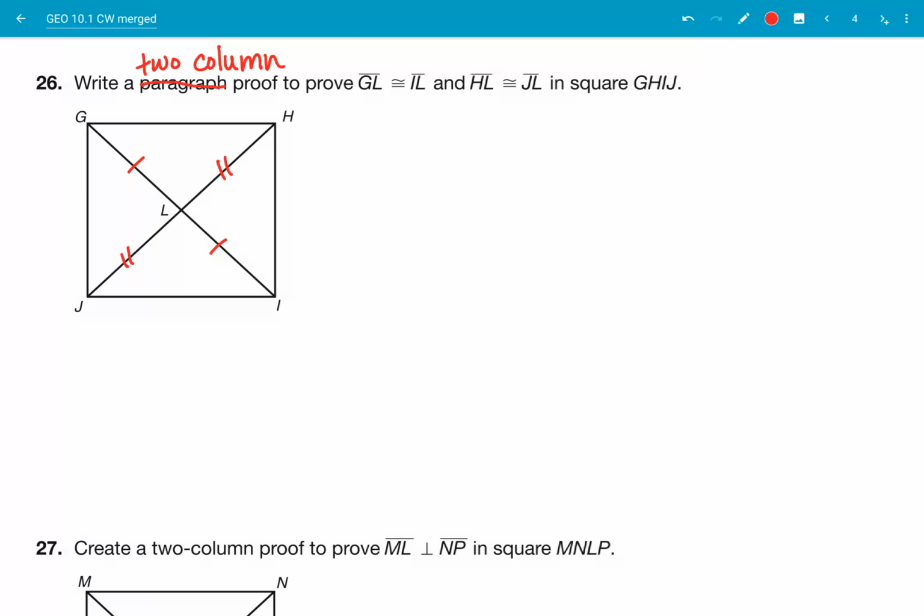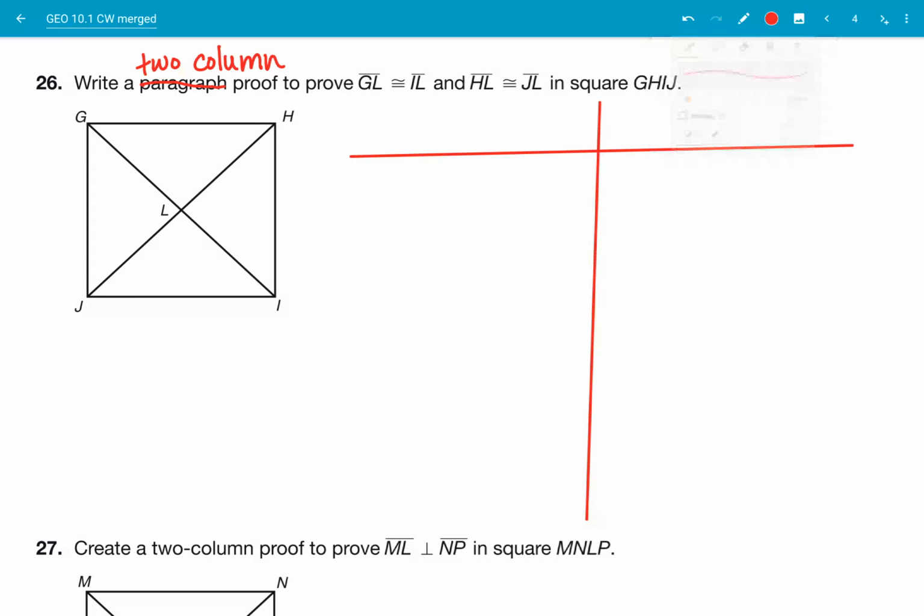So we're going to start by creating our T chart. Okay, actually, let me do this as a straight line. I like it better when it's a straight line. So we're going to put statements on the left and reasons on the right.